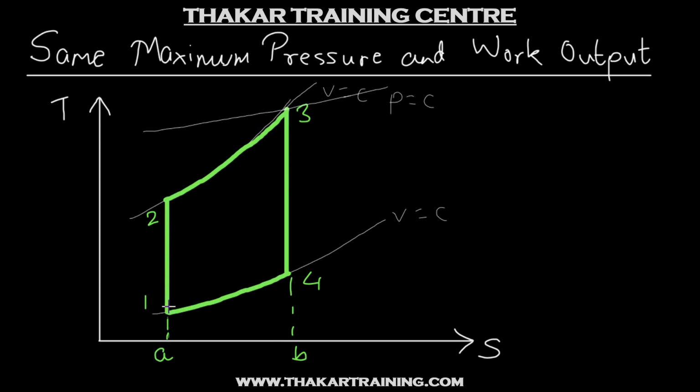Now what is happening is, pay attention, all the cycles have same initial point and all the cycles have a constant volume heat rejection process. All the cycles have a constant volume heat rejection process. So point 4 of all the 3 cycles is going to be lying along this constant volume line that we have drawn.